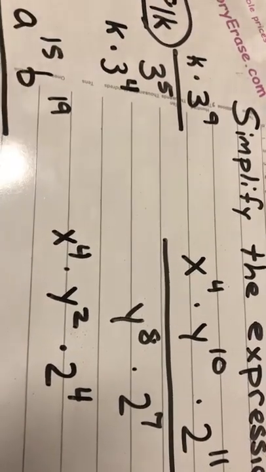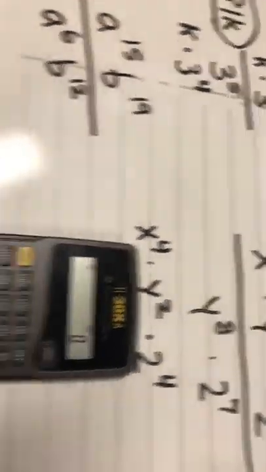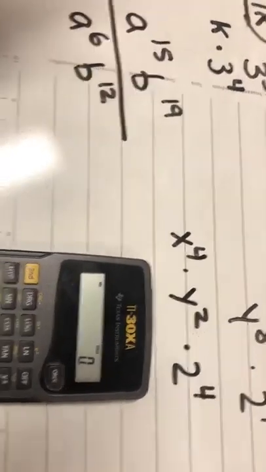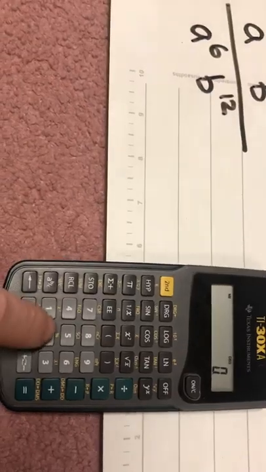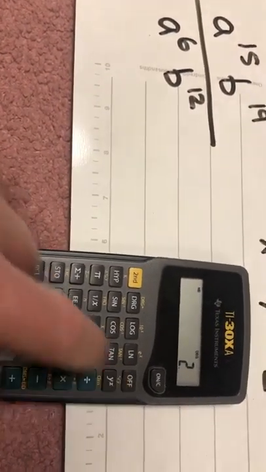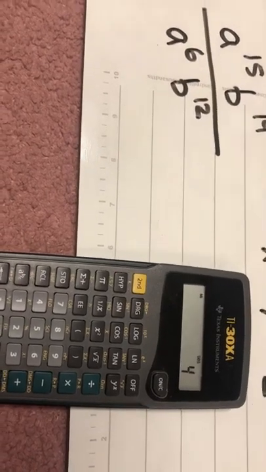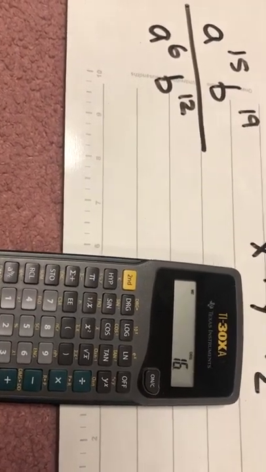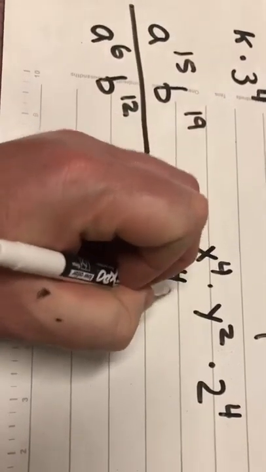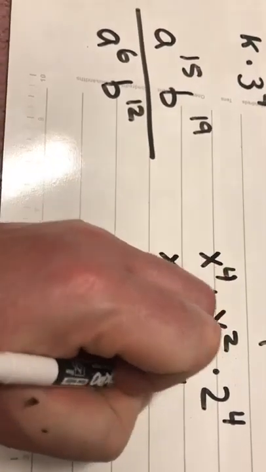But I can figure out 2 to the power of 4. Now I know what 2 to the power of 4 is. We know that that's going to be 2 times 2 times 2 times 2. But I'm going to take advantage of my calculator knowledge. 2 exponent 4, and it should tell me it equals 16. So 2 to the power of 4 is 16. So this just becomes x to the power of 4 times y squared times 16.